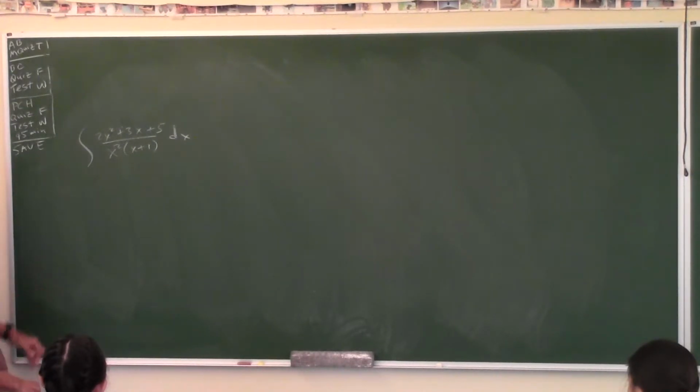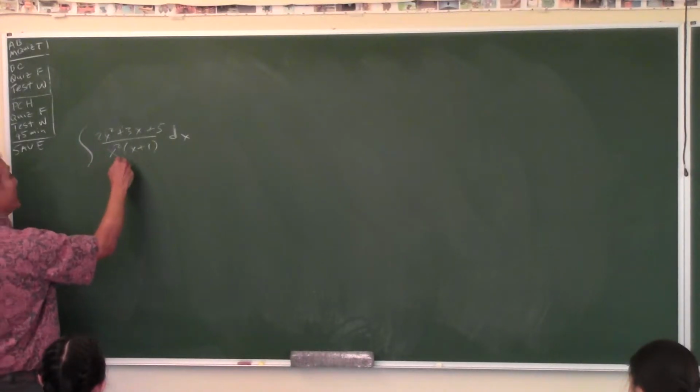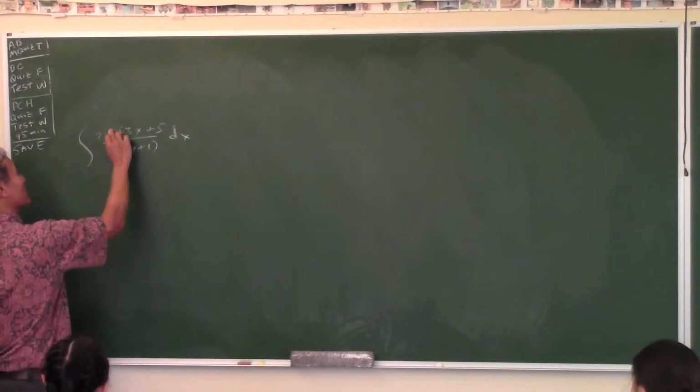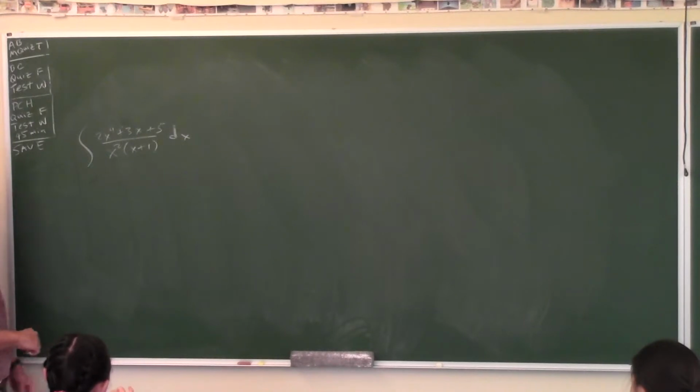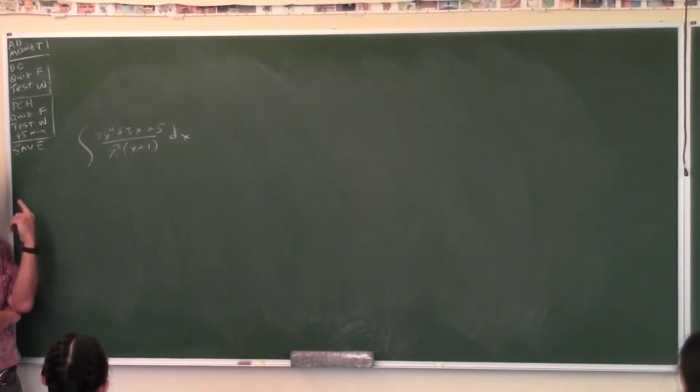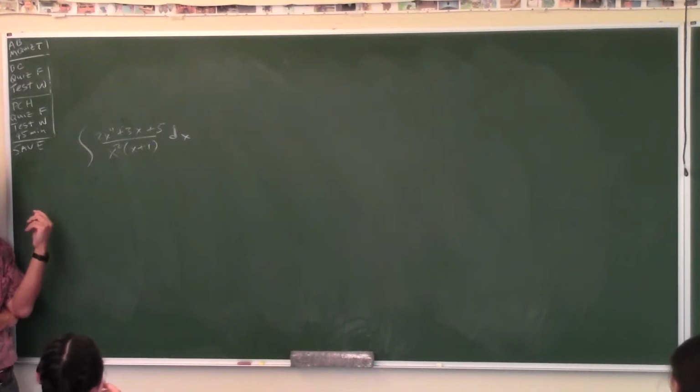And then, let's see if you guys remember anything. What happens if the degree at the top is not smaller than the bottom? Like what if it's 3 or bigger? Like what if this was a 4? You guys remember what you had to do? You have to divide before you start. You got to do long division.